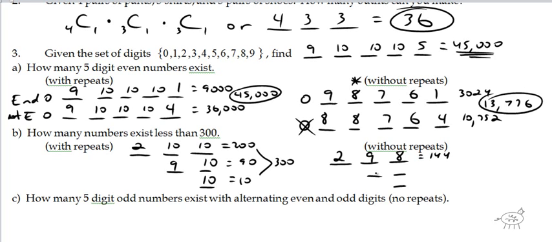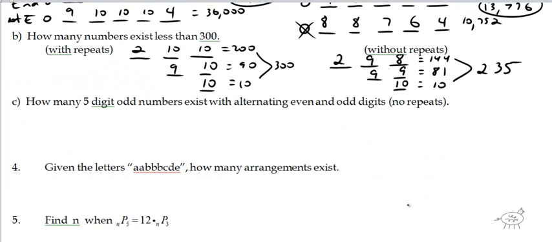And then this one, I can't use a 0, so it's 9 possibilities. And now I use one of those numbers, but 0's back in the pot, so I have 9. So you get 81 there. And then, of course, here it's again 10 because it's 0 through 9. And then if I add those numbers up, I get 235. Okay? All right, letter C.